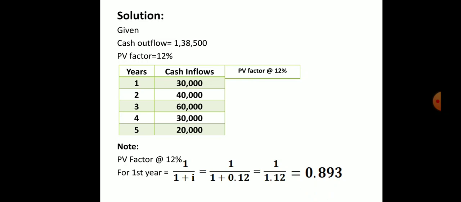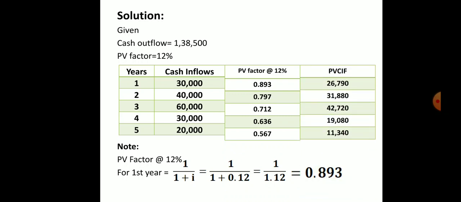So this is the first year PV factor. If you use a scientific calculator and press equal, you will get the second, third and fourth year also, or else use the present value table. These are the values I got: the first year is 0.893, the second year is 0.797. For the present value of cash inflow, for the first year, 30,000 into 0.893, if you multiply that, you will get 26,790. So the present value of cash inflow for the first year is 26,790. Like that you have to calculate for each year.